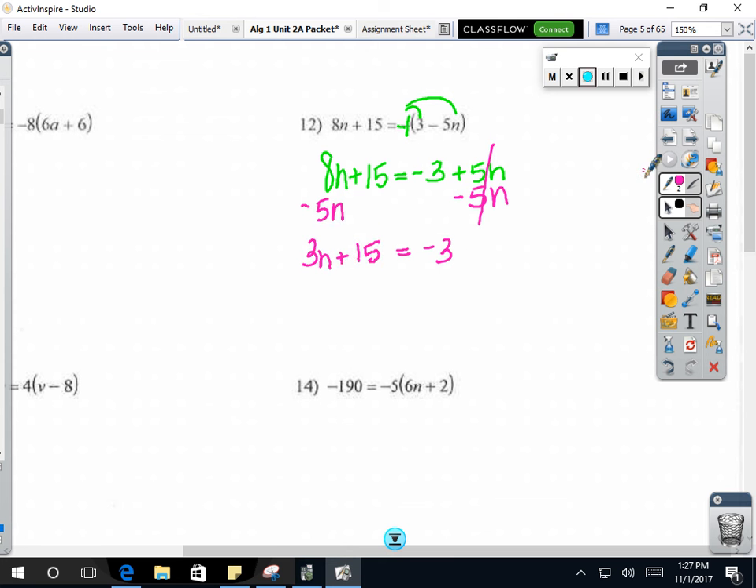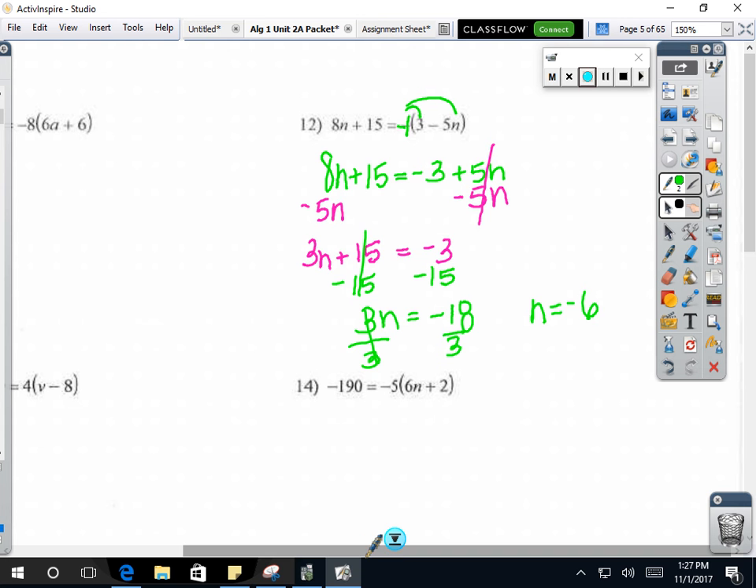Okay, now at this point, there's only one thing you can do, and what's that? Subtract the 15. And so you get 3n equals negative 18. And then what do you do? Divide by 3. And so n equals negative 6.